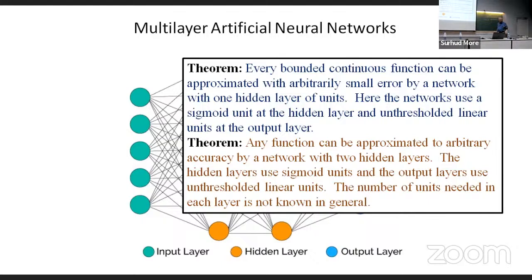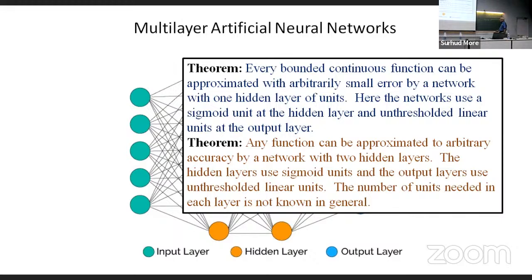Continue. What do we mean by a function here? You see any distribution of points, anything where you're putting in the unknown thing and getting an output. That by definition is a function. So the network uses a sigmoid unit hidden layer and unthresholded linear units, then any continuous function can be approximated. Now any function whatsoever can be approximated to arbitrary accuracy by a network of two hidden layers.